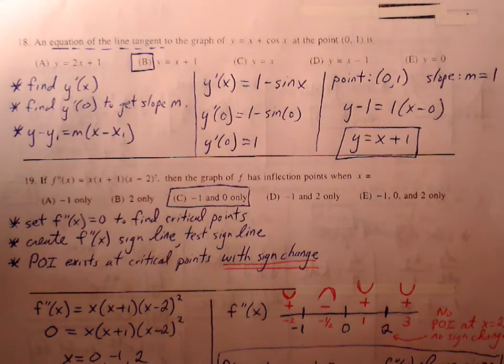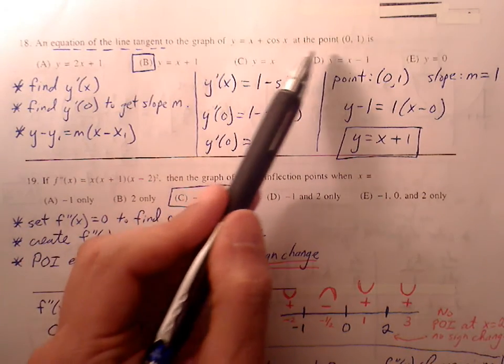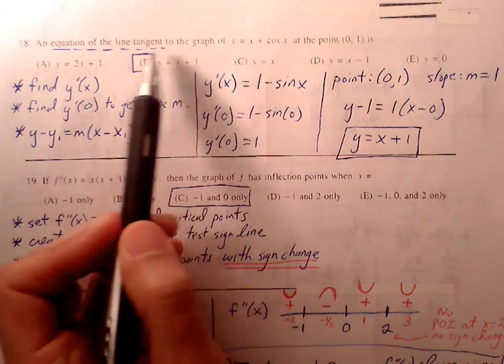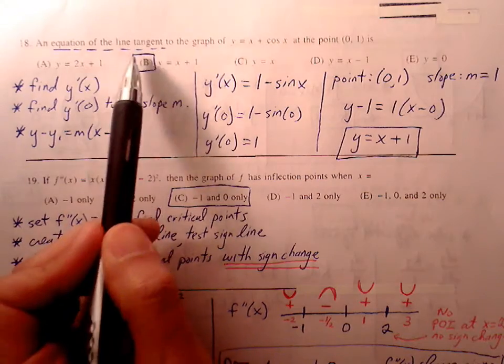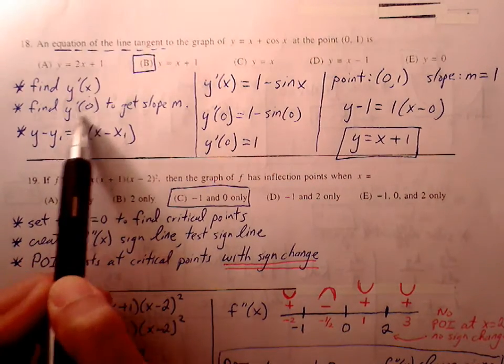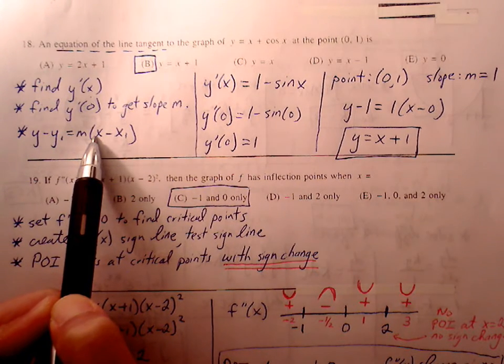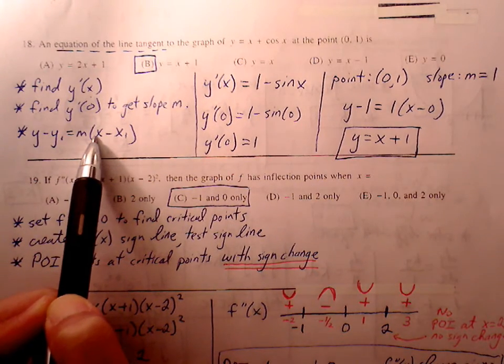Okay, so number 18, an equation of the tangent line to the graph of x plus cosine of x at 0, 1 is. If we want to find the tangent line equation, we're going to first find the derivative function. And then from the derivative function, we're going to plug 0 in to get our slope. And then from there, we can put it into point slope form once we've gathered all the information that we need.